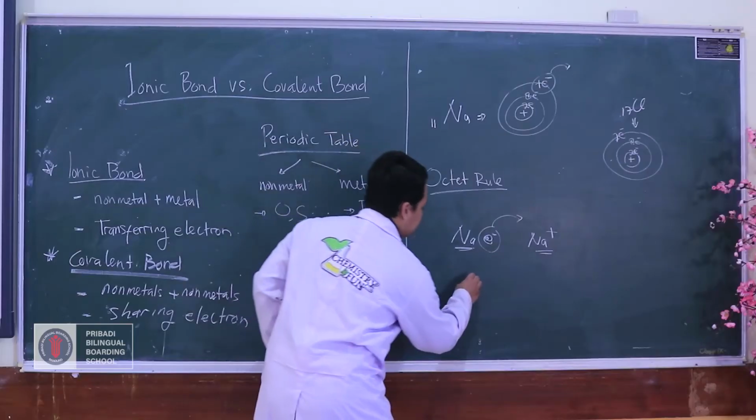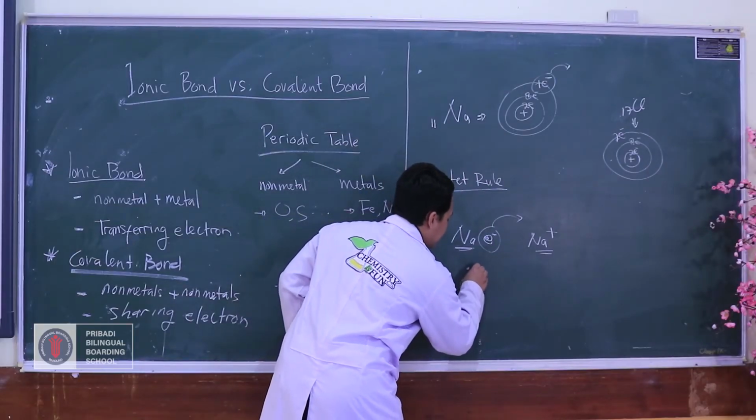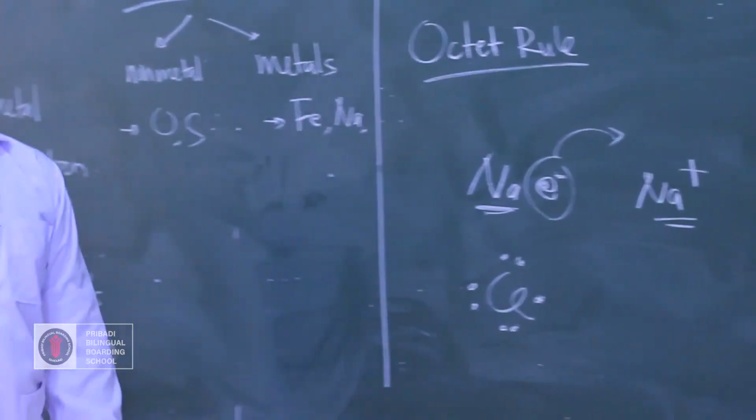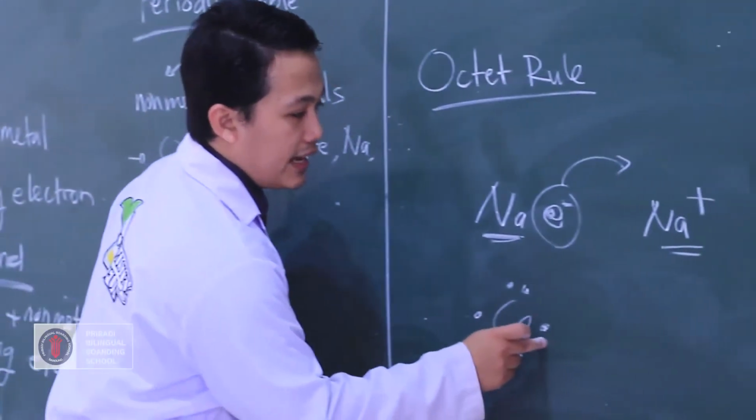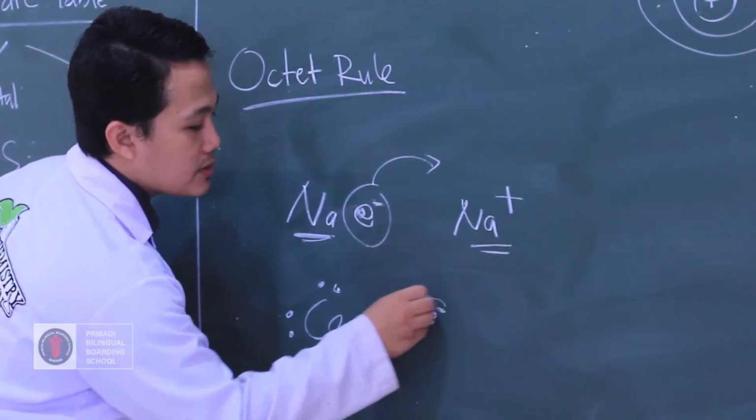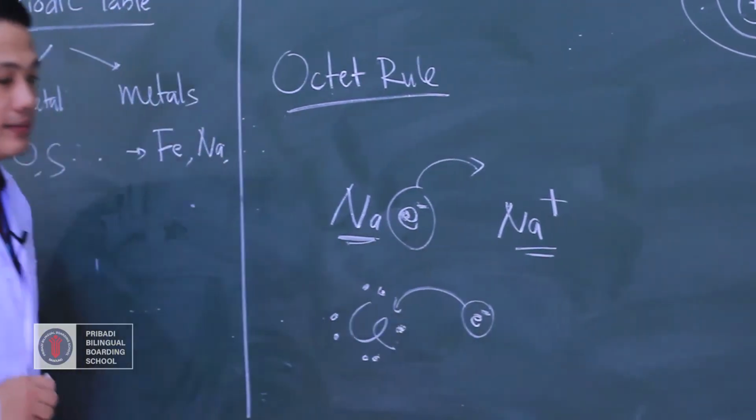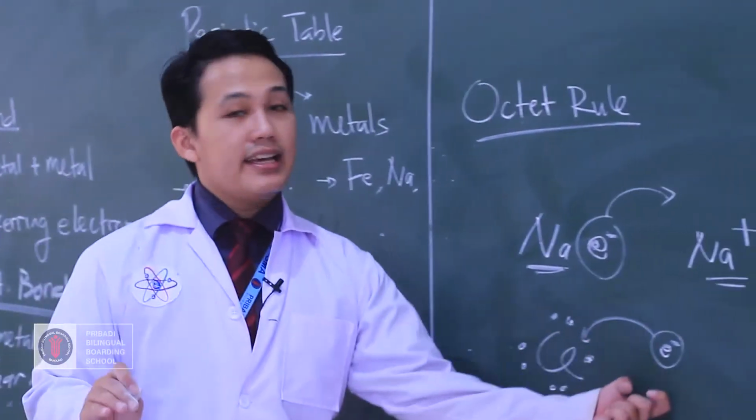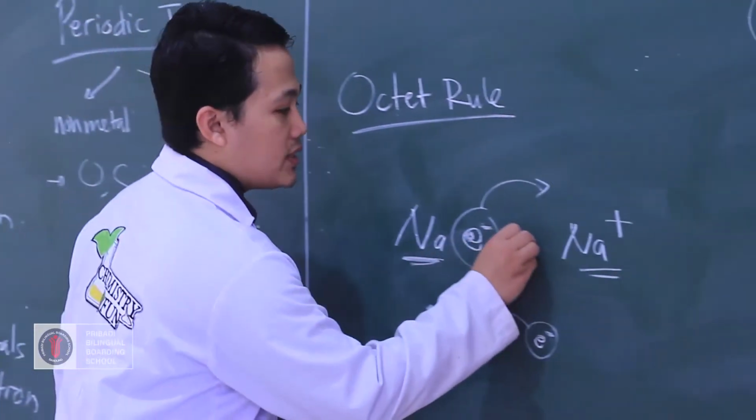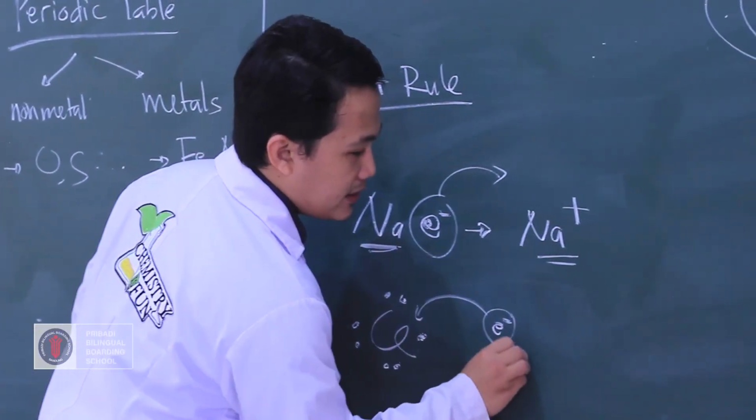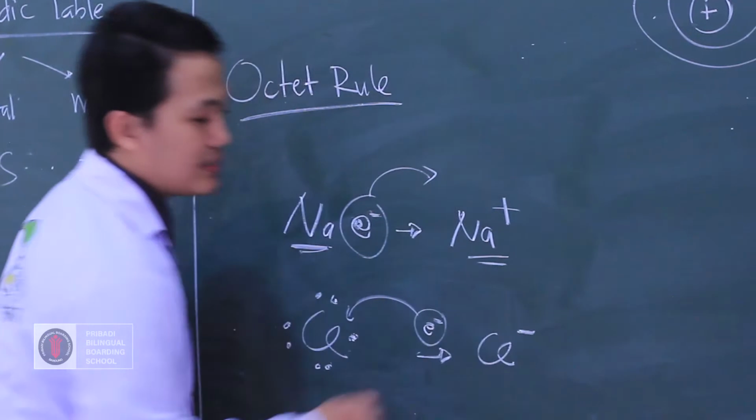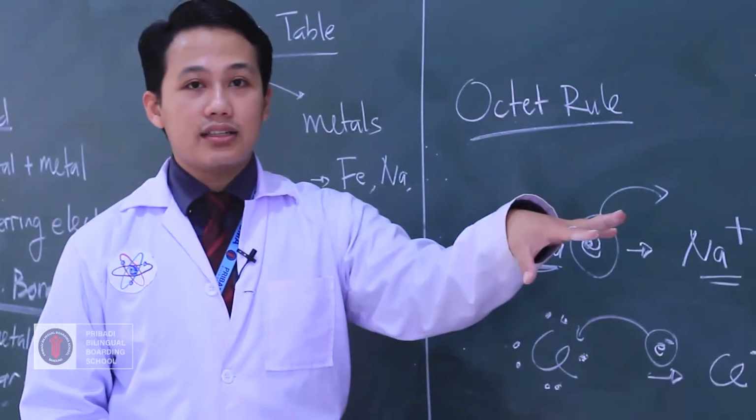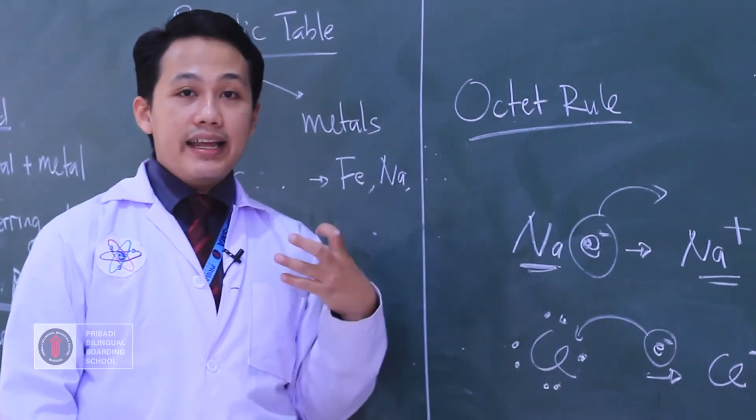So Cl has already 7, and then 1 electron comes to Cl. So before it is Cl neutral, and then it gains 1 electron. So what is it going to be? It is going to be Cl minus. So as you can see here, one of them is losing an electron, one of them is gaining an electron.